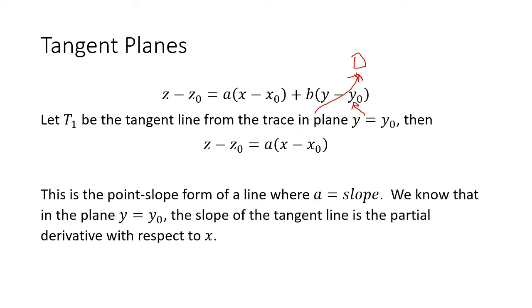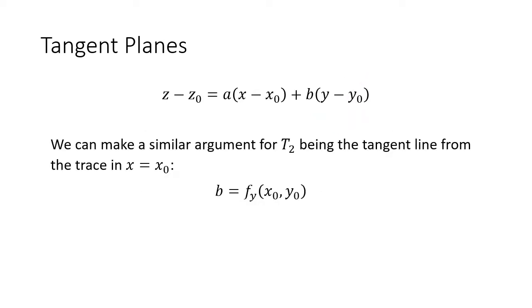Take a second, look at it, and be like, oh, yeah, I remember how to do that because I remember doing tangent lines back in Calc 1. But if that's the slope, well, wait a second. We said T1 was the trace in the plane y equals y0. From our section of partial derivatives, we know that has got to be the slope of the tangent line with respect to x, which is the partial with respect to x, which means a is really the partial with respect to x evaluated at that point. Now, we make a very similar argument for T2 being the tangent line on the trace of the plane x equals x0, and so b is really the partial derivative with respect to y evaluated at that point.